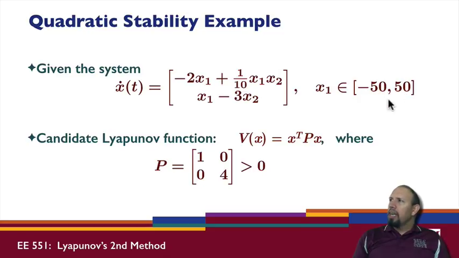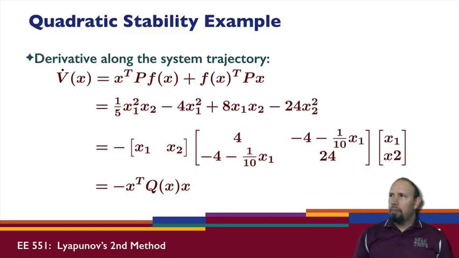All right, so I'm given this system, and I'm assuming local stability. That is, x1 is between -50 and 50. So we're looking at it locally, local in terms of x1, not necessarily in terms of x2. Here is my quadratic Lyapunov function. I have a P that is a positive definite matrix. I compute the derivative along the system trajectory. When I multiply this out, I get this expression, and I can factor it this way.